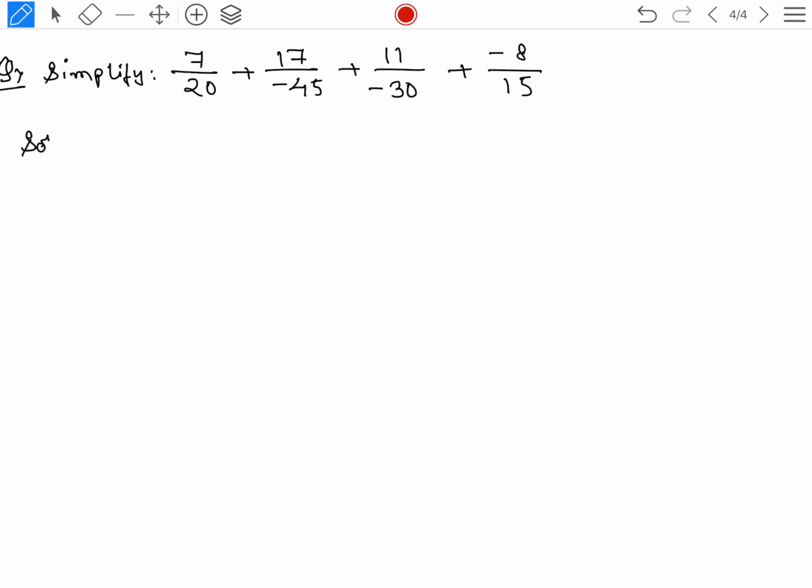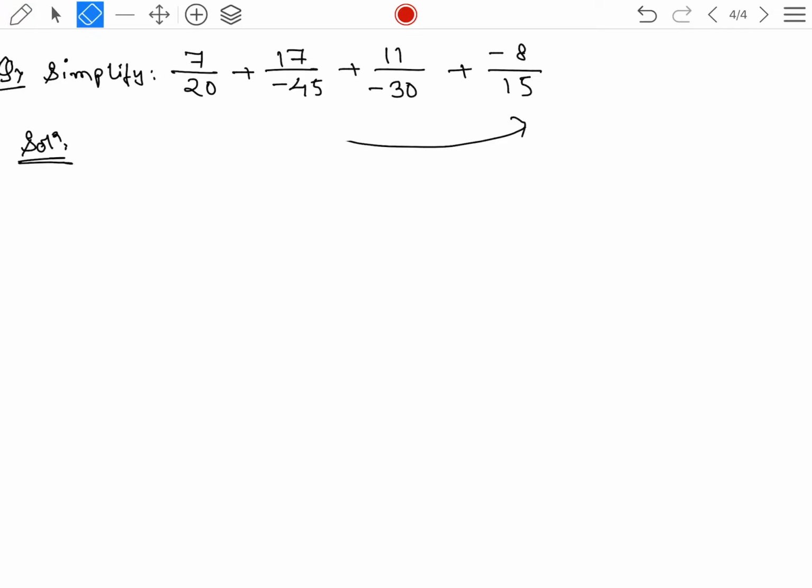How will you solve this one? The first step, always remember, whenever you find the denominator negative, you should make the denominator positive. That means you need to interchange the signs. So in this case, how can we group them? If we observe carefully, in 20 and 30 you can see 10 is common, isn't it? That means 20 and 30, the denominators have common divisors. Again 15 and 45, the denominators have common divisors, so it will become easy for us.